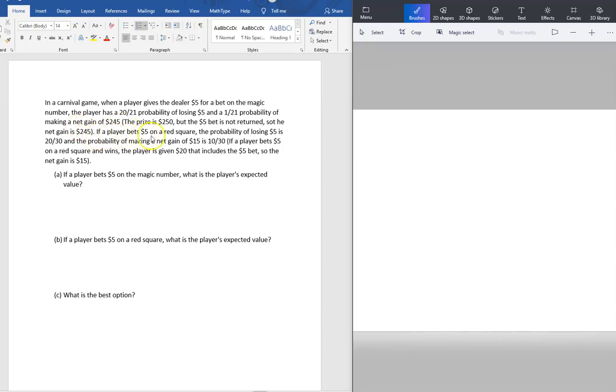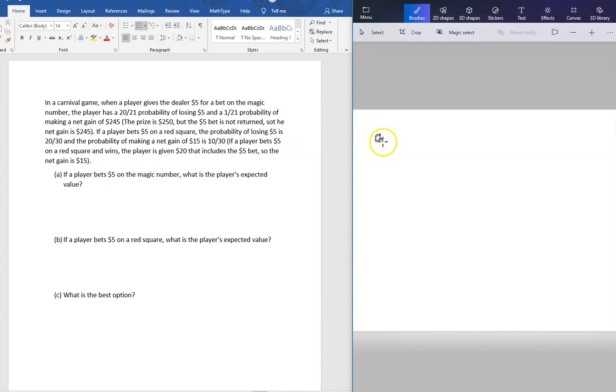And if a player bets $5 on a red square, ultimately the questions are going to ask you to calculate expected value, and then to decide what's the best option, you have to choose whatever option has the highest expected value, because in this case the expected value is money, and so the higher the amount of money the player can win would make something the best option. So let's break it down.